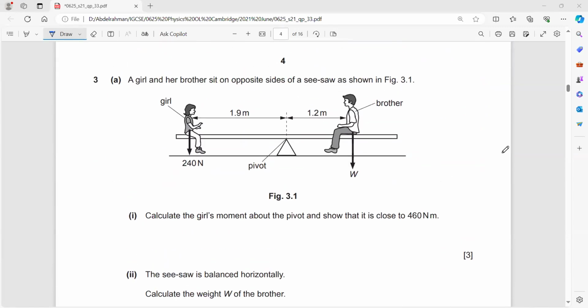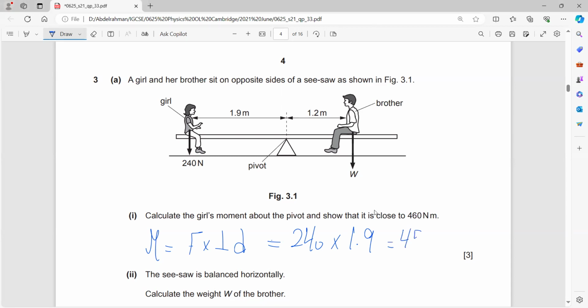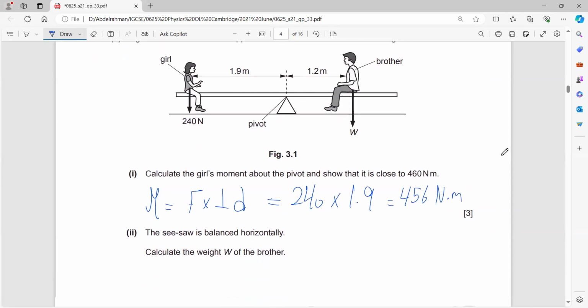Calculate the girl's moment about the pivot. How can I calculate the moment? Moment equals force times perpendicular distance. What is the force? Force is 240 newtons times the distance 1.9. Let's calculate force times perpendicular distance: 240 times 1.9 would be 456 newton meters. Very easy, three easy marks.